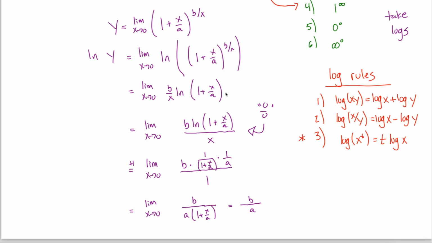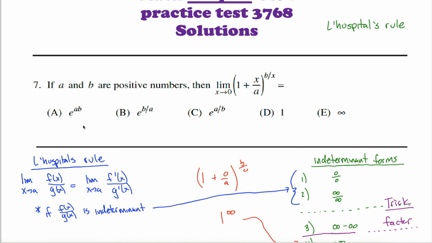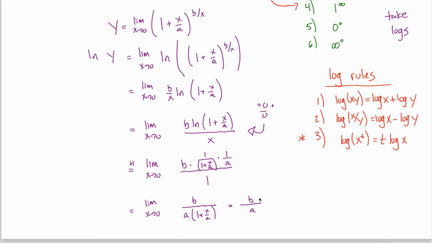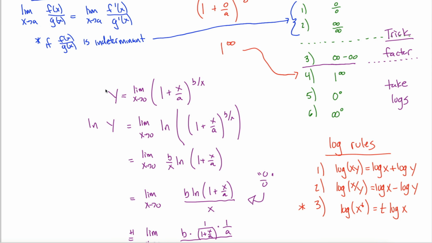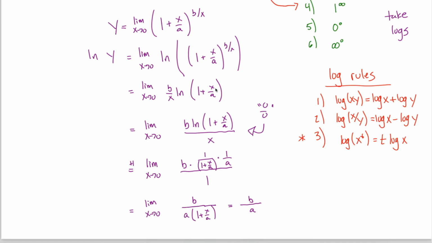And you're like, cool, we're done. B over a is my answer. I don't see that. Right, b over a is not your answer. Look back at your string of equalities here. The natural log of y is equal to b over a. We're not trying to figure out the natural log of y. We're trying to figure out y. Right? Y is the thing that we called this limit. What we know is the natural log of y is equal to b over a.